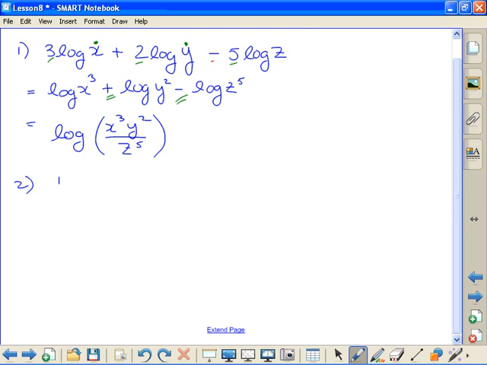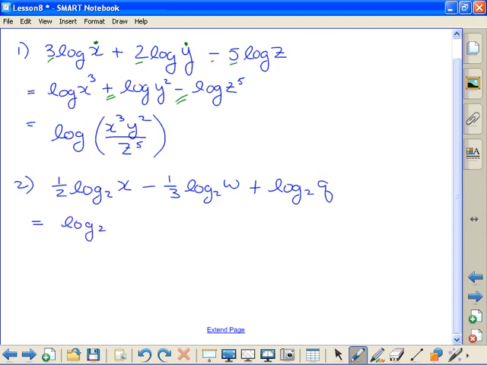So for example, I could go 1/2 log base 2 of x minus 1/3 log base 2 w plus log base 2. All the bases are going to be the same. It's the only way those rules will work. Let's go with q. There we go. So the first thing you do is take care of your exponents. So you rewrite the exponents. Now, x to the 1/2 is the same as square root of x.